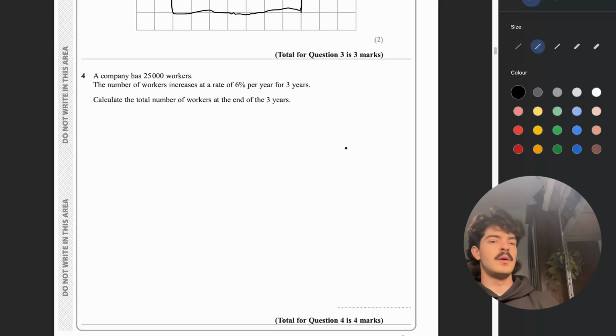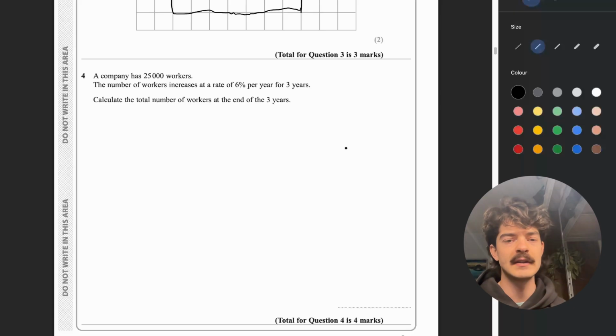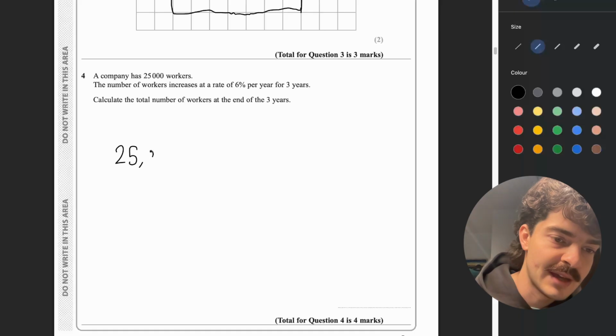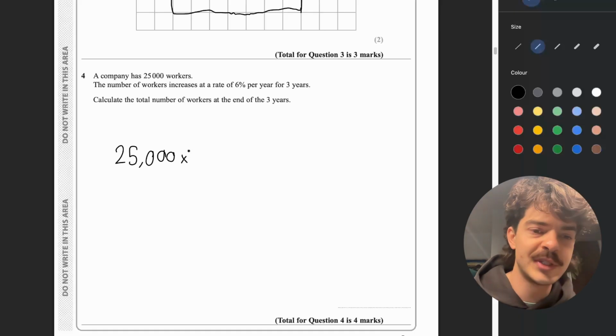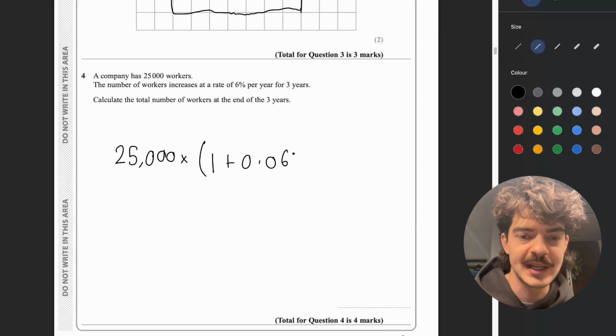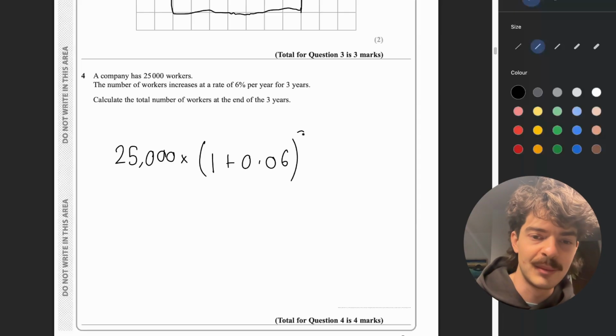Next up, question 4. A company has 25,000 workers. The number of workers increases at a rate of 6% per year for 3 years. Calculate the number of workers at the end of the 3 years. So this is going to be an interest rate problem. We have a starting amount, 25,000. And we're going to multiply it by 1 plus the interest rate, 0.06, turning that percentage into a decimal, to the power of the number of years.